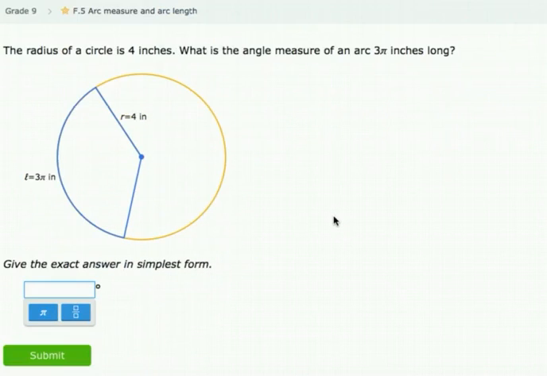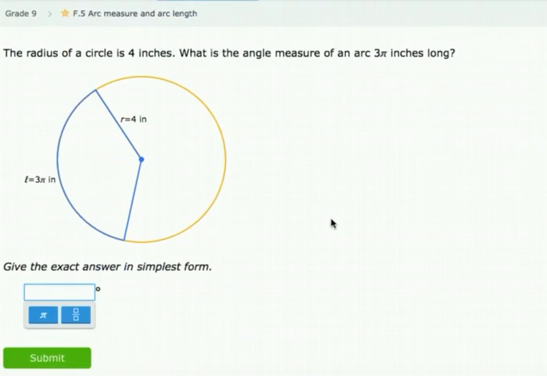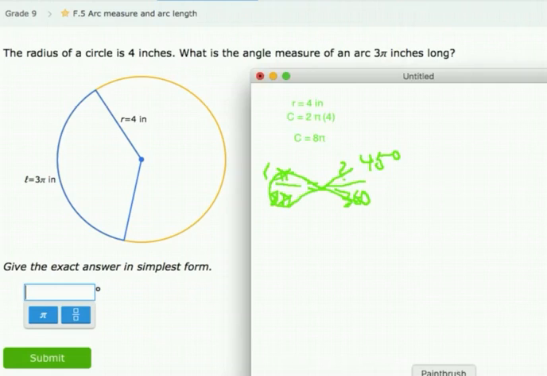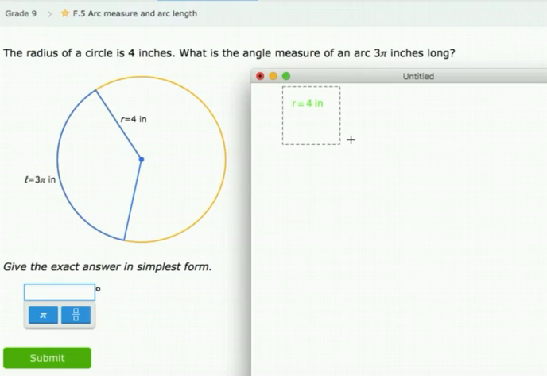Let's say here it tells you you've got a radius of 4 inches, and it wants you to find what the angle is if the arc is 3 pi inches long. Okay, so whenever you get these questions, it's important not to panic. Just figure out what you know, and based on what you know, put it in the right spot in that proportion and solve the proportion here, right?